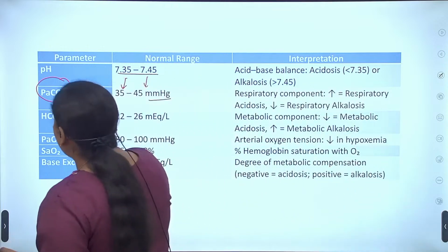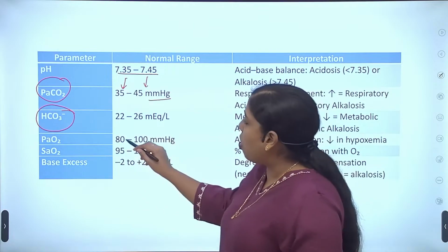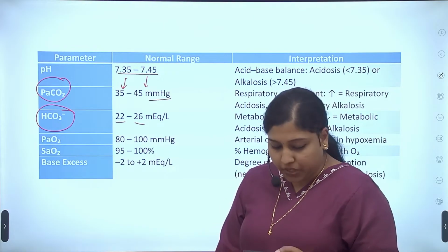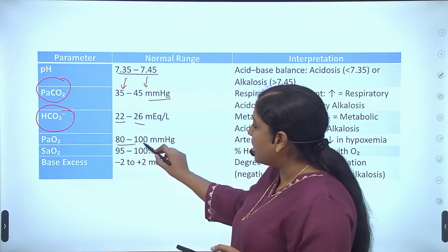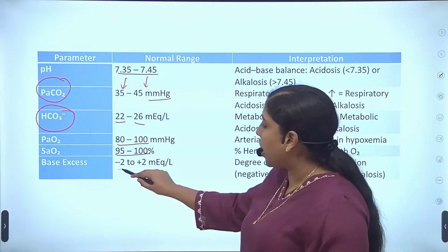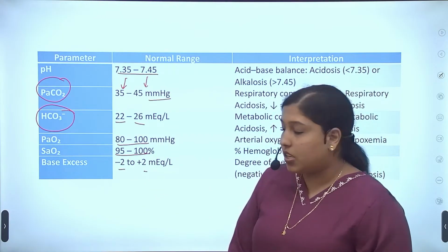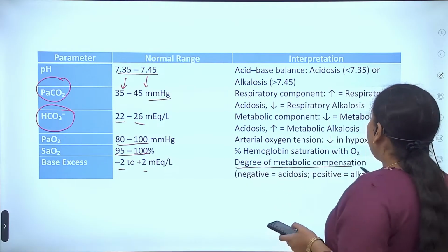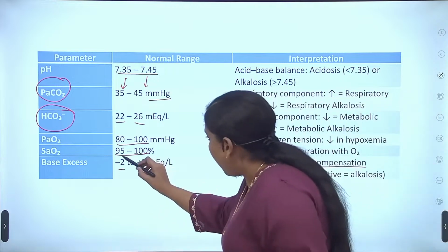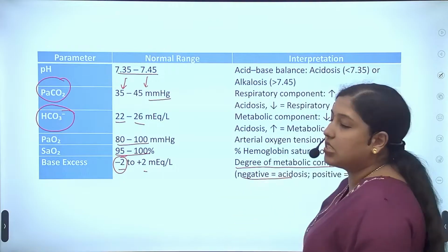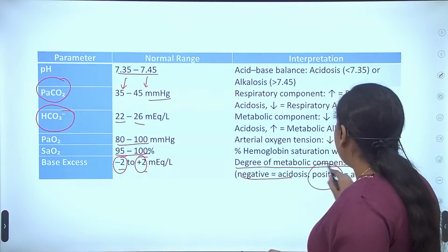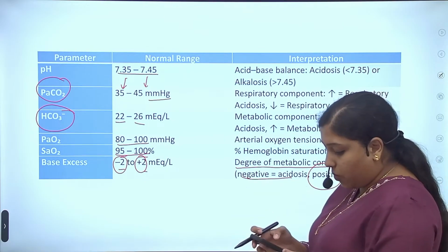Next we have the HCO3 component. That is a base component, and the normal value is 22 to 26 milliequivalent per liter. Additionally, you can also learn the PaO2, that is 80 to 100, and SaO2 is 95 to 100, and base excess is calculated as -2 to +2 milliequivalent per liter. The degree of metabolic compensation will be evaluated with base excess only, right? If it is -2, it is indicating acidosis. If it is +2, it is more basic, indicating alkalosis, right?